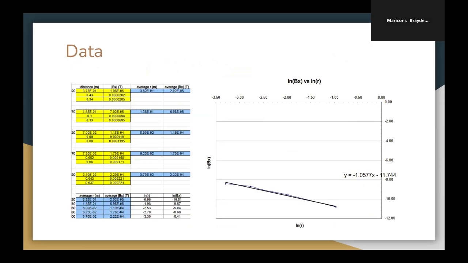We recorded magnetic field values at multiple distances and averaged them. To analyze the relationship, we plotted the natural log of B, the magnetic field, versus the natural log of R, the distance. We should produce a straight line if the field follows a power law. This allowed us to extract both the slope and the constant K.